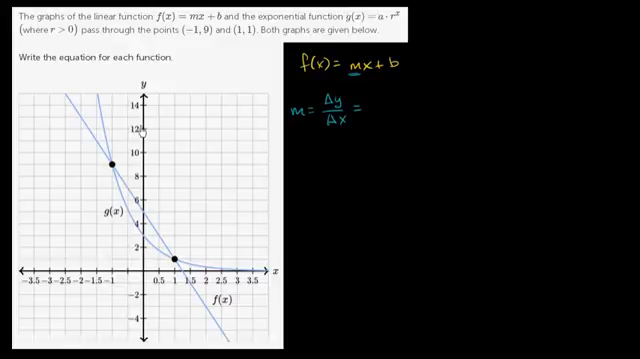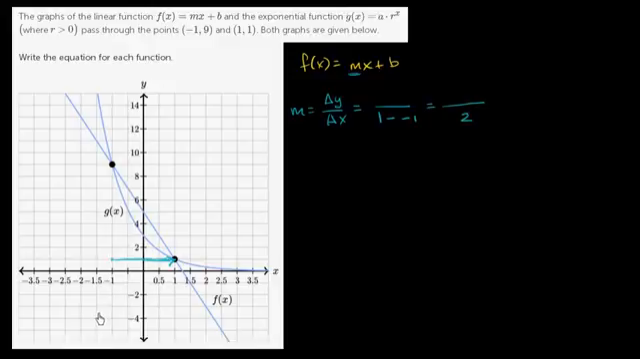So let's see, between those 2 points, what is our change in x? Our change in x, if we're going from x equals negative 1 to x equals 1. So we could think of it as we're finishing at 1. We started at negative 1, so 1 minus negative 1. Our change in x is 2. We see that right over there.